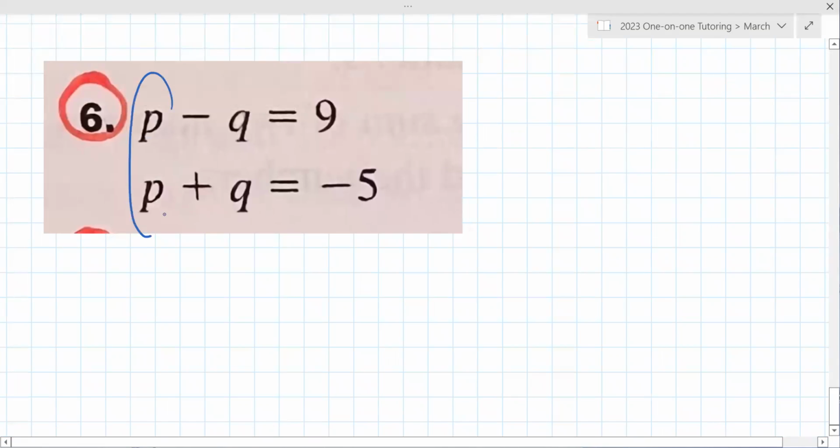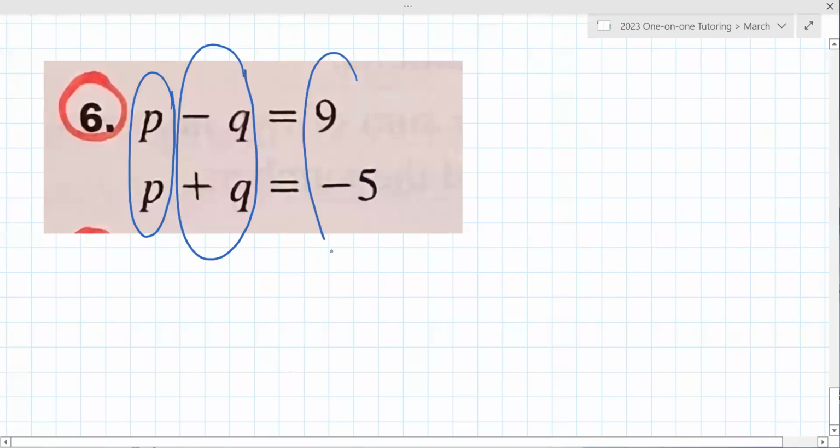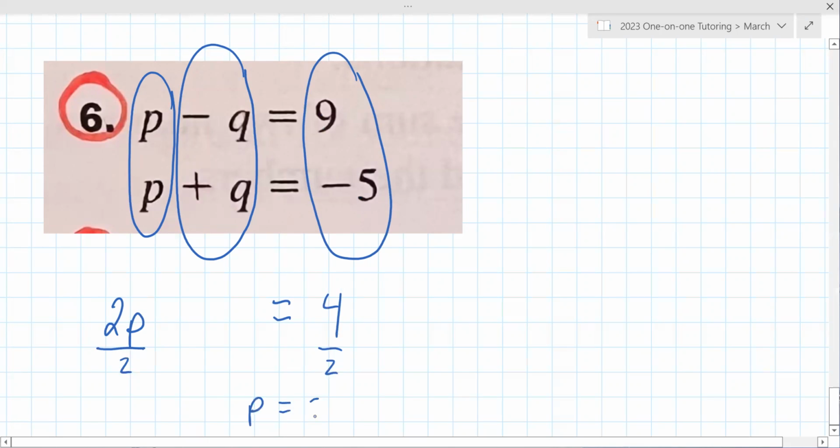So the idea is you're looking at these in columns. So you're adding them together. P plus P is 2P. Minus Q plus Q is 0. There's nothing left. Equals 9 minus 5, or 9 plus -5, which is 4. And then you divide both sides by 2. P equals 2. Now you're not done, but that's half of it.